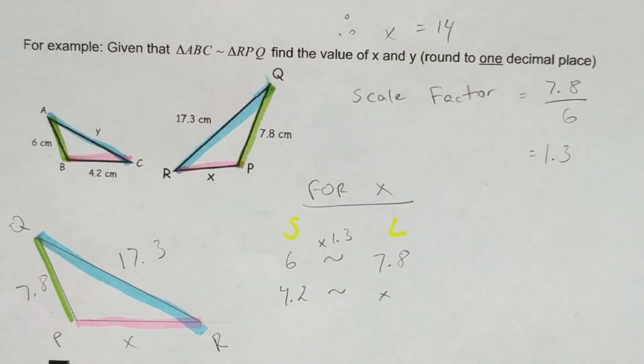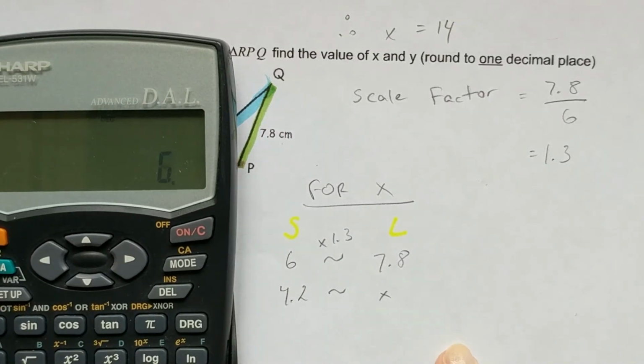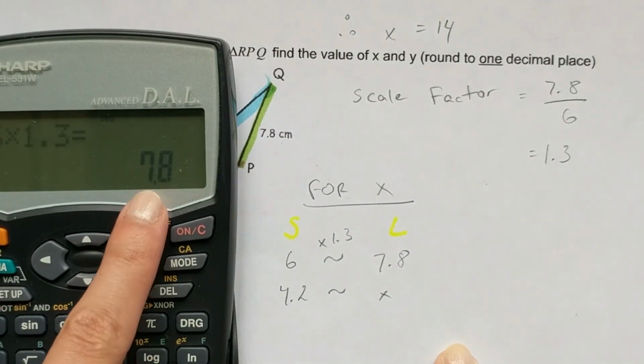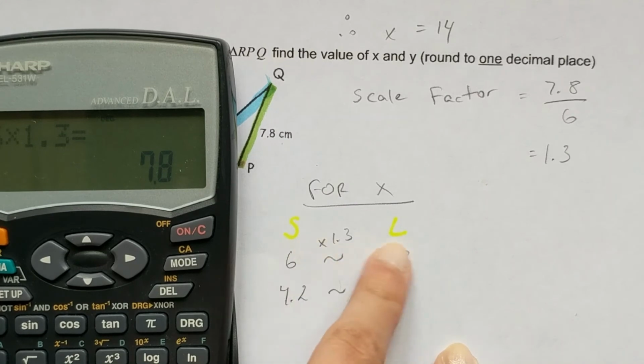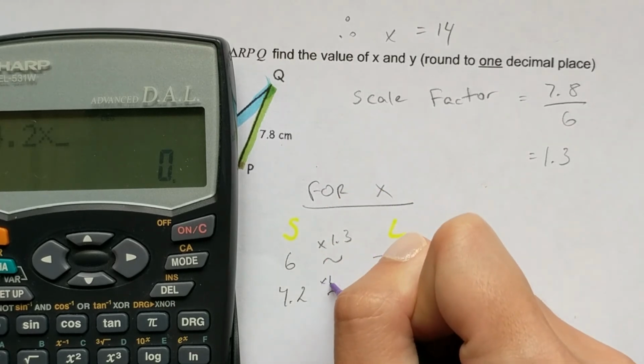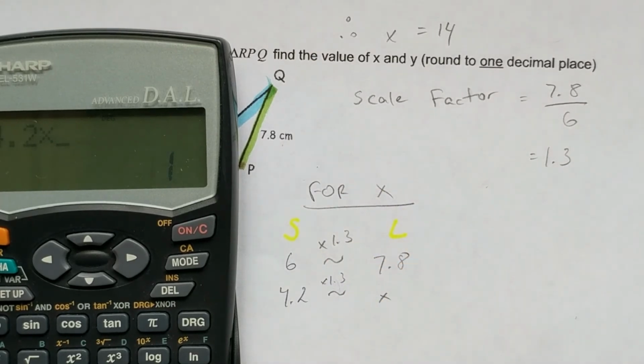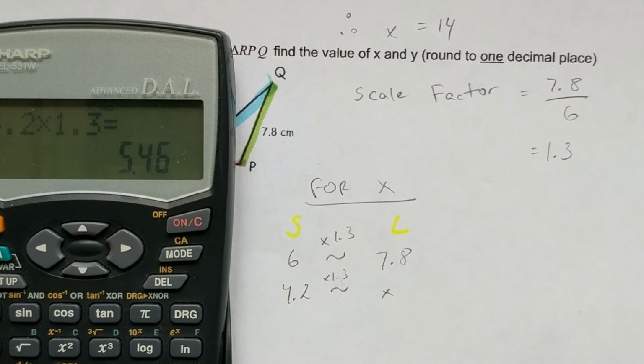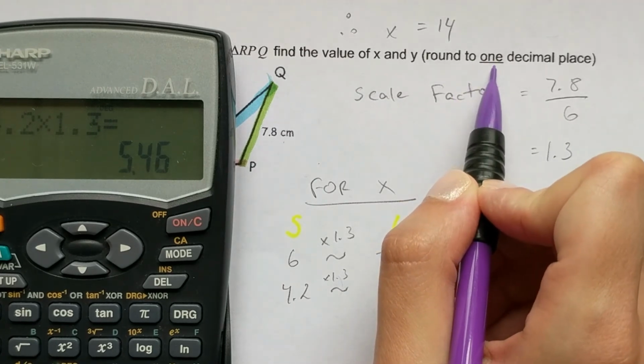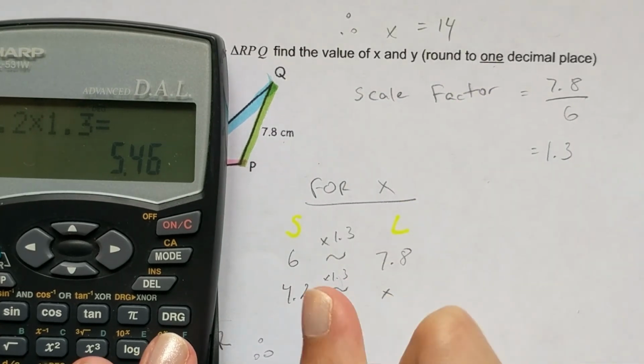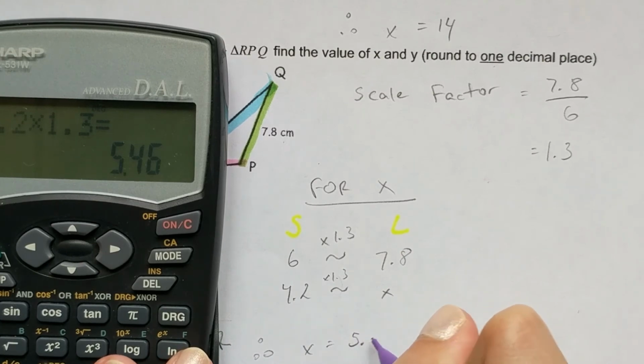Let's just double check and make sure that makes sense. 6 times 1.3 is 7.8. So I've written this equation right. That means that I can do 4.2 times 1.3, and that will give me X. I need to round to 1 decimal place, so I can say therefore X is 5.5.